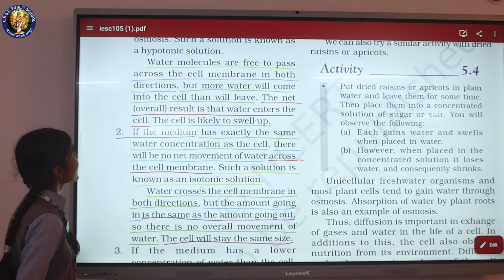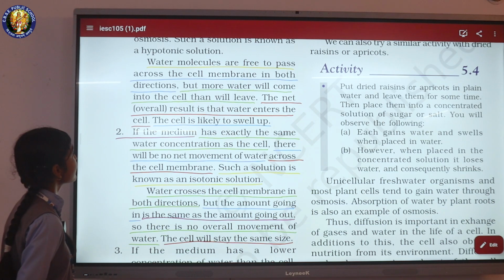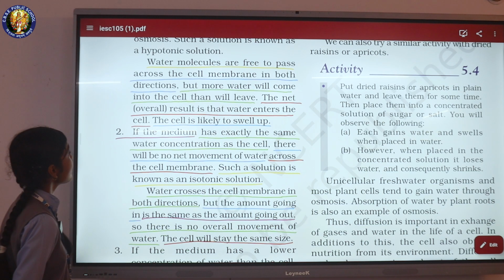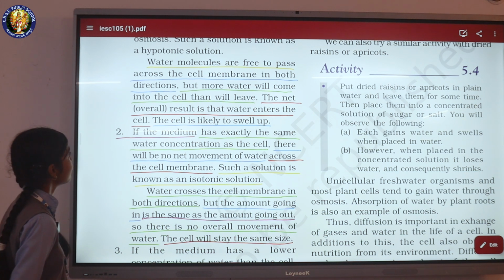Water molecules are free to pass across the cell membrane in both directions, but more water will come into the cell than will leave. The net overall result is that water enters the cell. The cell is likely to swell up.